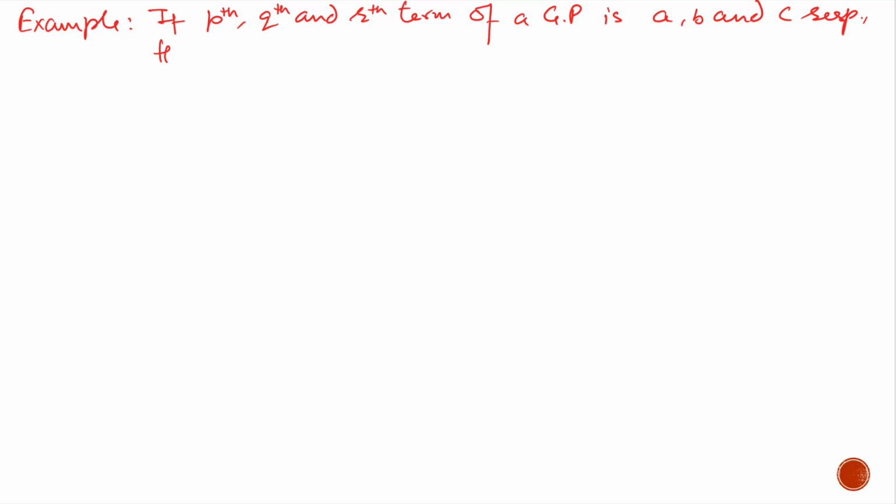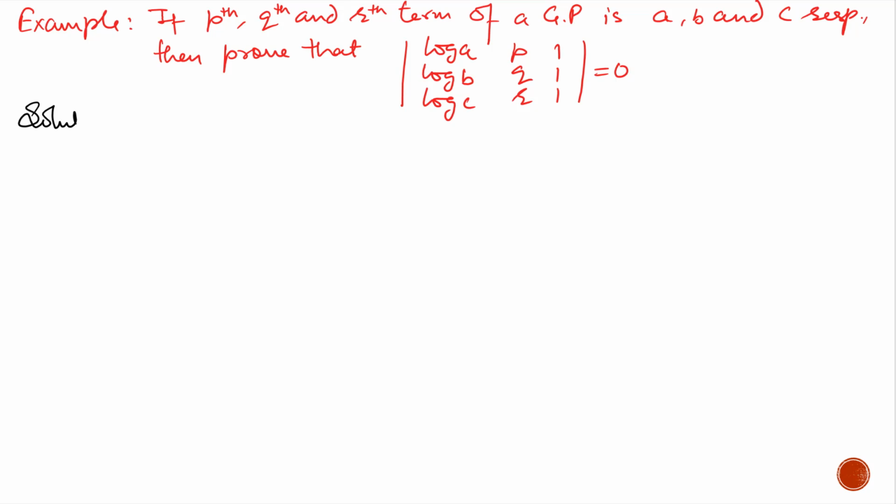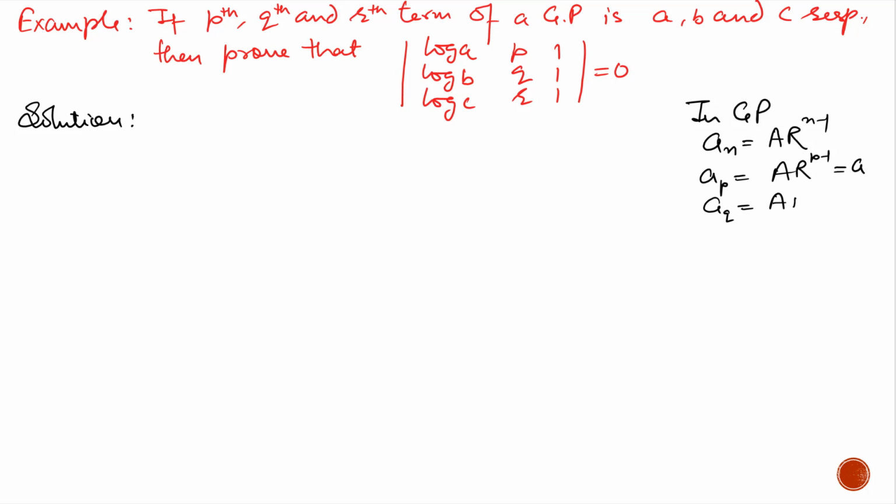Last example. If the pth, qth and rth terms of a GP are a, b and c respectively, then prove that the determinant of [log a, log b, log c; p, q, r; 1, 1, 1] equals 0. In a GP, the formula for the nth term is a r to the power n minus 1. So the pth term is a r to the power p minus 1, which equals a. The qth term is a r to the power q minus 1, equals b. And the rth term is a r to the power r minus 1, which equals c.